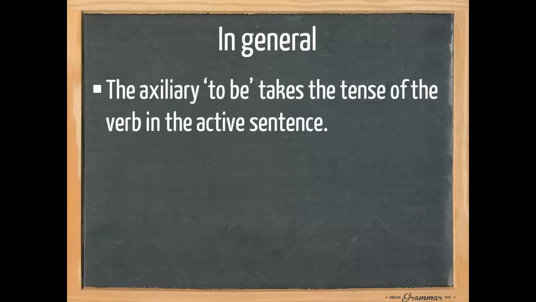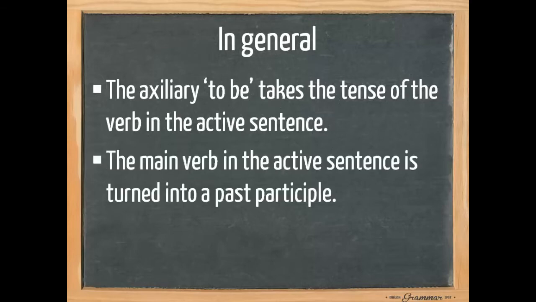Now the auxiliary verb takes the tense of the verb in the active sentence. So when we change an active sentence into a passive, we need to put the verb to be in the tense of the active sentence. The main verb in the active sentence is turned into a past participle. Now I hope that your head is not spinning, because it's really quite easy.